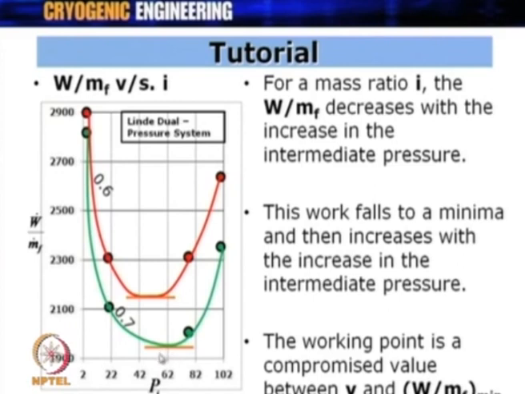So, as you know, as you go on increasing the intermediate pressure, the value of Y falls down, while W by m dot f is touching a minimum at these two values. Therefore, what value of Pi one should select is actually going to be a compromise between what Y you want and corresponding to that what W by m dot you might get. So, what is your liquefaction requirement and what should be your W by m dot f? This is a compromise value one has to select in this particular case. All right. So, depending on your liquefaction requirement, the corresponding W by m dot f minimum should be selected.